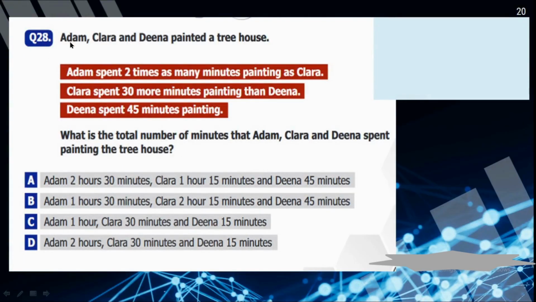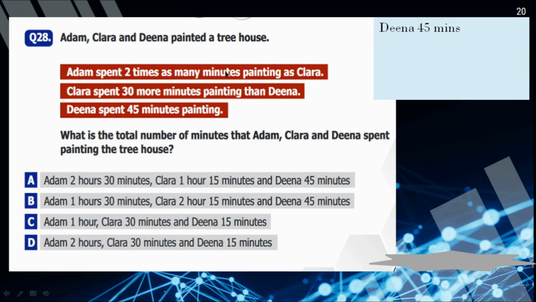Question number 28. Adam, Clara, and Dina painted a tree house. Adam spent 2 times as many minutes painting as Clara. Clara spent 30 more minutes painting than Dina. Dina spent 45 minutes painting. What is the total number of minutes that Adam, Clara, and Dina spent painting the tree house? So let's start from Dina because the time is given for Dina. So Dina is equal to 45 minutes. She took 45 minutes to paint the house.